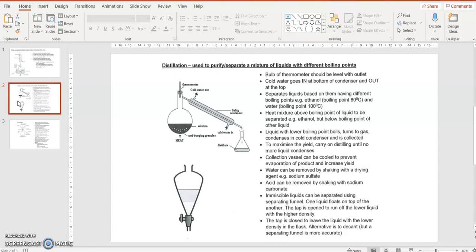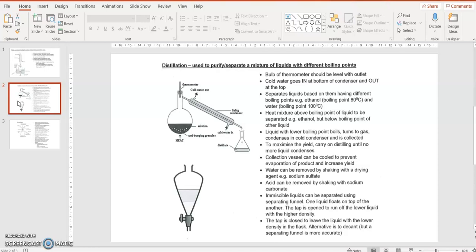Say, for example, if it was ethanol and water, you need to heat it above the boiling point of the first liquid, that being ethanol in this case, above 80 degrees C, but below the boiling point of water, otherwise both liquids would distill across. Heat the mixture, and the liquid with the lower boiling point will boil, turn to a gas, condense in the cold condenser, and can be collected. If you want to maximise the yield of the product, carry on distilling until no more liquid condenses, but I would cool down the collection vessel so that you get increased yield.